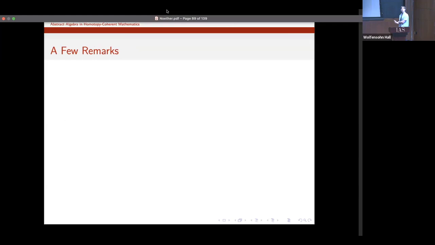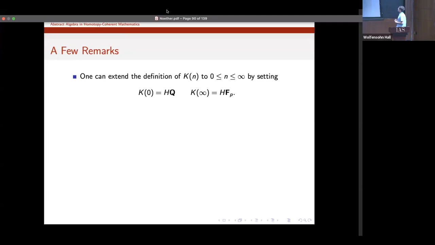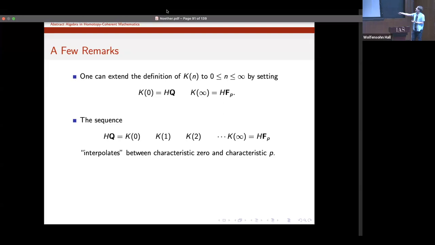So first, it's sometimes nice to extend the convention, the definition of K(n), to allow n also to be zero or infinity. By convention, K(0) means cohomology with coefficients in Q or in some field of characteristic zero, and K(infinity) means cohomology with coefficients in F_p or some field of characteristic p. If you fix a prime number p, you have this sequence of cohomology theories. It starts with cohomology with coefficients in Q. It ends with cohomology with coefficients mod p. But there are all these intermediate examples given by Morava K theories that are somehow of characteristic in between zero and p.